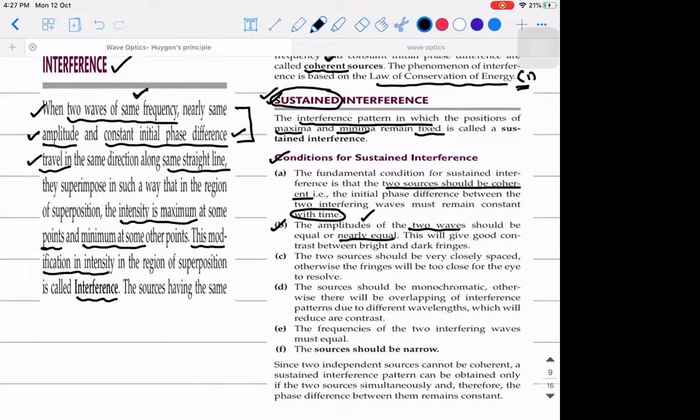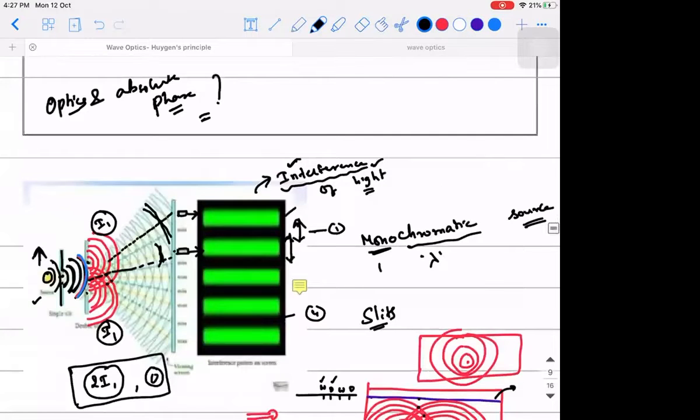Okay, it is advisable to take equal amplitude, but sometimes when it is not possible, you can take two sources of nearly equal amplitude. Okay, so this will give good condition or good contrast between bright and dark fringes. So what do you mean by good contrast is, here you're able to differentiate the colors, right? Sometimes what will happen is, suppose I'm using red light and I have a pattern like this, okay, so red light means there's going to be the bright spot.